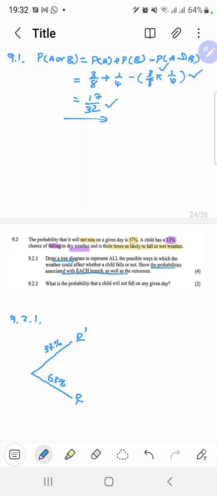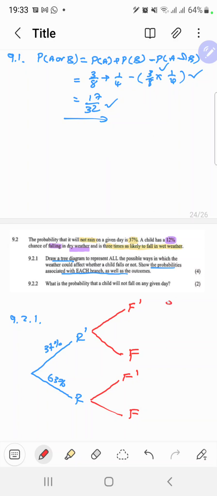All right. And then we're going to peg this with the child trying to fall, and not trying to fall. So the child may fall. In dry weather, we can say not fall, and then fall. So we can say not fall, we can say fall. All right.